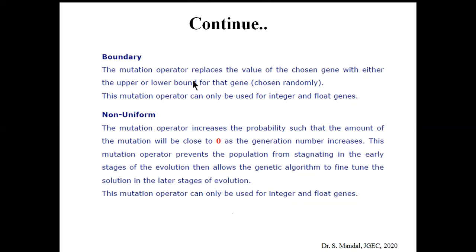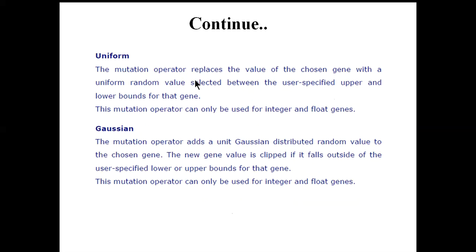Now coming to the others, like the boundary operator. In this case, the mutation operator replaces the value of the chosen gene with either the upper or lower bound of that gene. Obviously, it can only be used for integer or float type genes. In case of the non-uniform mutation operator, it prevents the population from getting stuck at the earlier stage of evolution, then allows the genetic algorithm to fine tune the solution in the later stage of evolution. It can also be used for integer and float types.